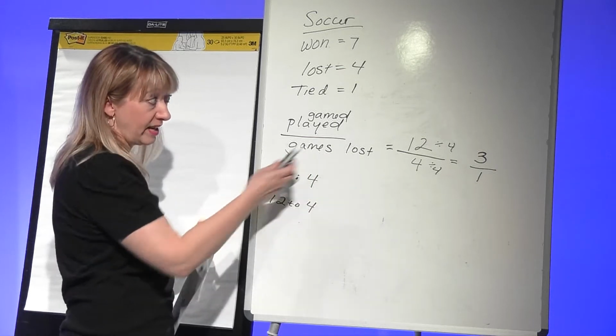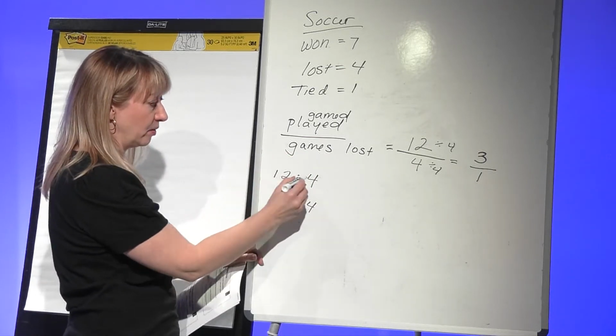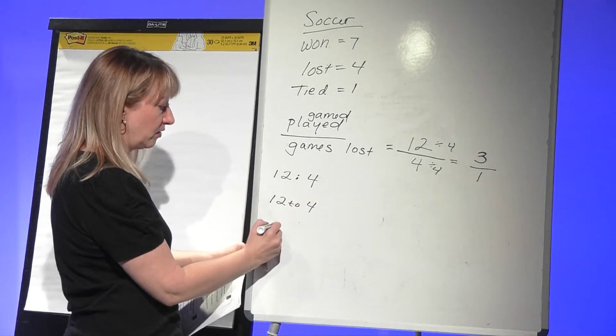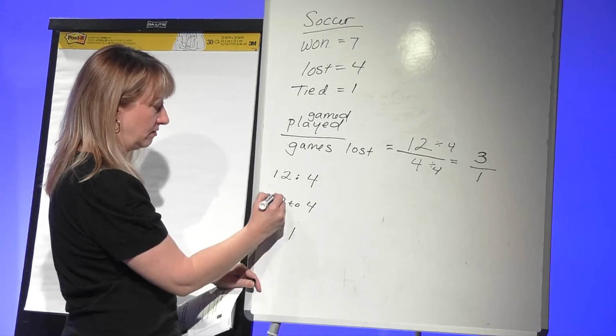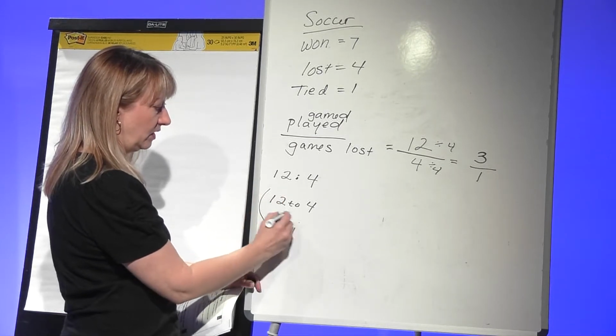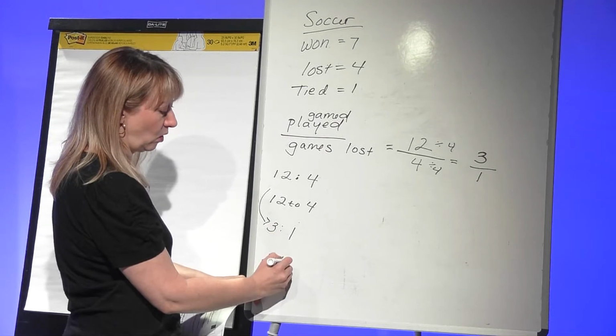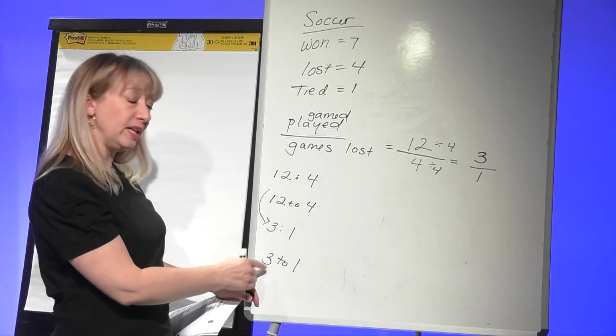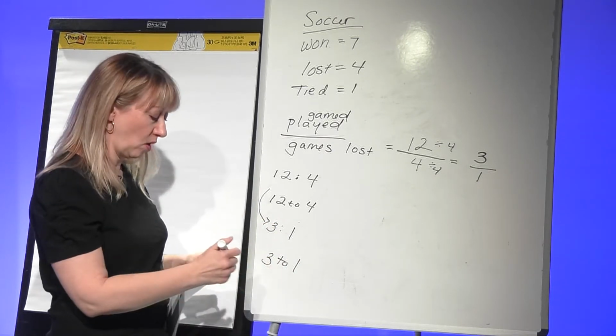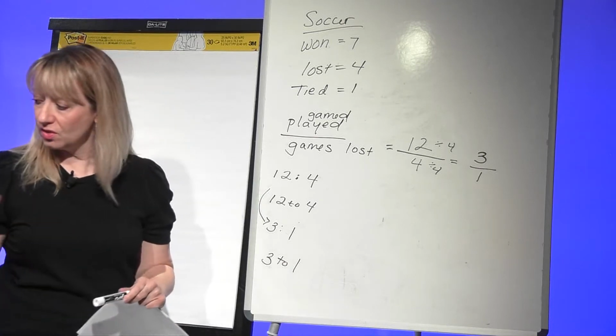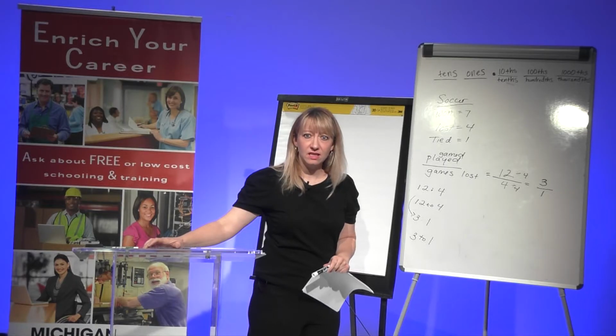So if you were to write it as a fraction, it would look like that. If I were to write it this way, it would be 3 to 1. This would be 3 to 1. So for every 3 games they played, they lost 1. So the rest of this slide gives you that information.